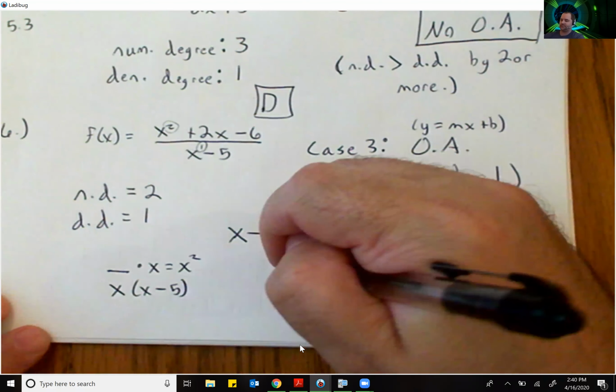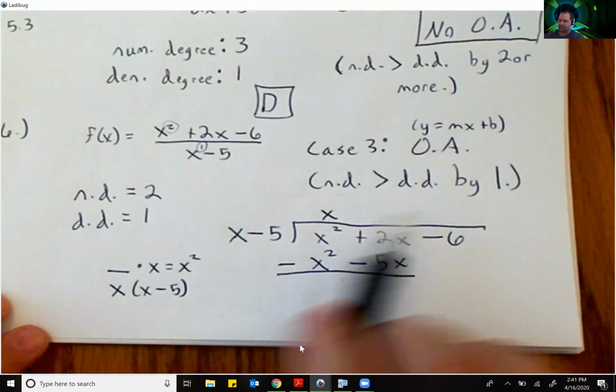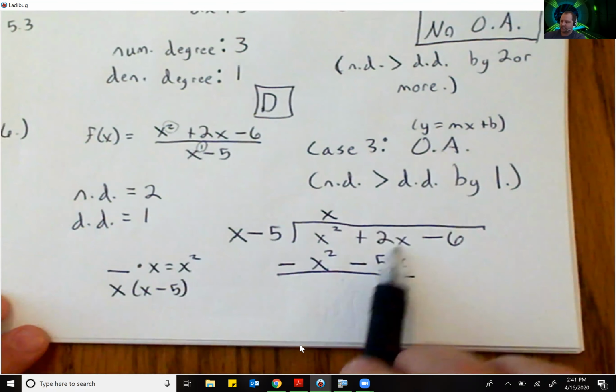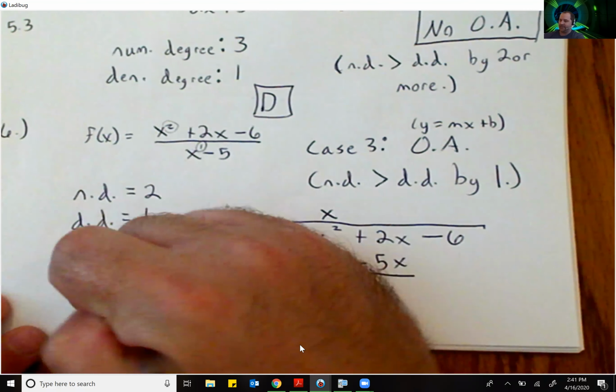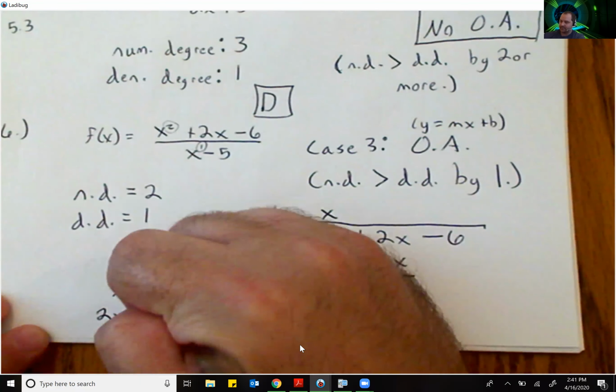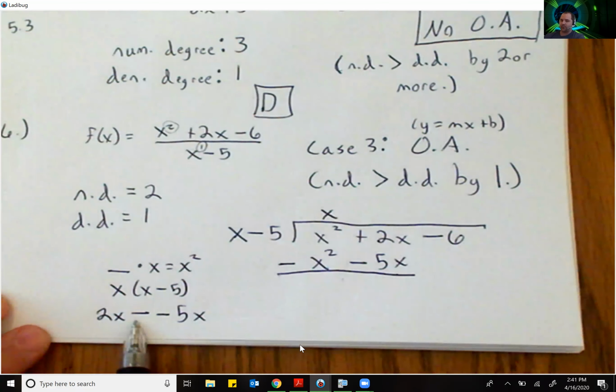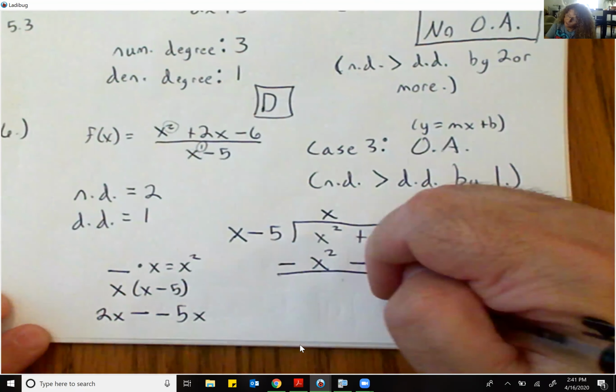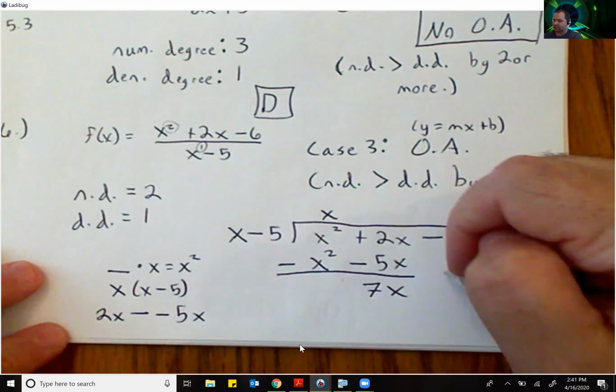Subtract down. Subtract down. And I always write this out to make sure I do the correct subtraction. So I have 2x minus negative 5x. So actually, I'm not really subtracting down. I'm really just going to be adding. What's 2x plus 5x? 7x. And then the negative 6 trickles on down.